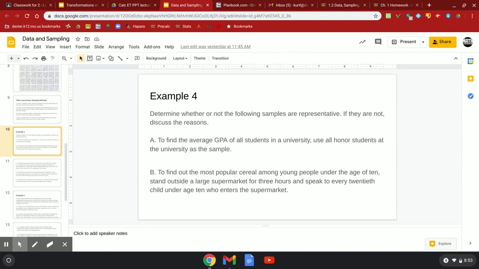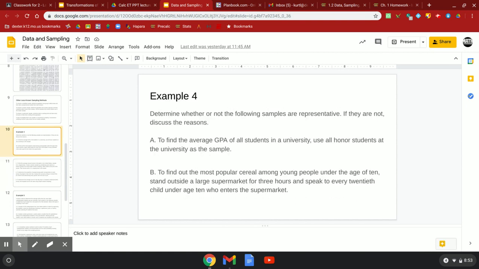So I want to make sure this isn't representative because I'm using just the honor students. So part of your homework tonight is going to want you to talk about, if I'm doing a convenient sample, or maybe even I'm not doing a convenient sample, but it's still not representative of the whole population, I want you to talk about what is wrong with the sample being used.